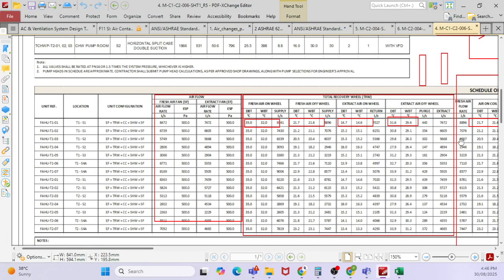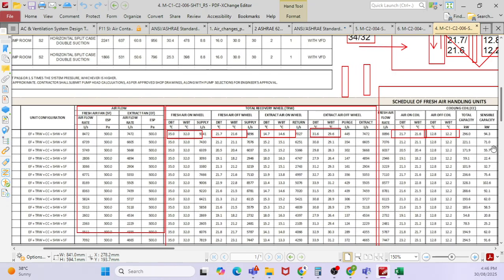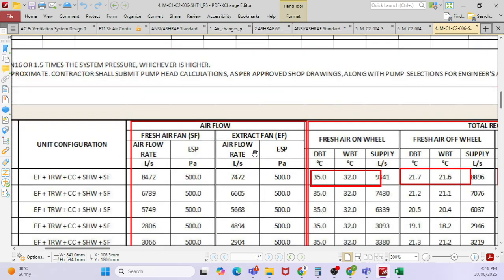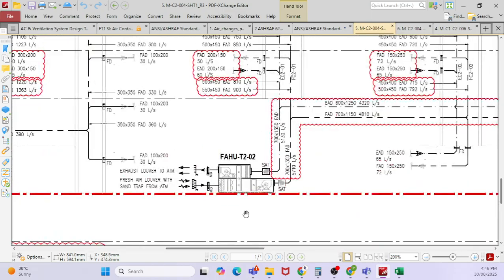Now for example, if you go to this particular schedule which I have shown here, this is the fresh air handling unit schedule. We will see each and every item, but first you have to calculate your fresh air airflow rate and your exhaust airflow rate. To see how, look at one of the applications where I have fresh air.